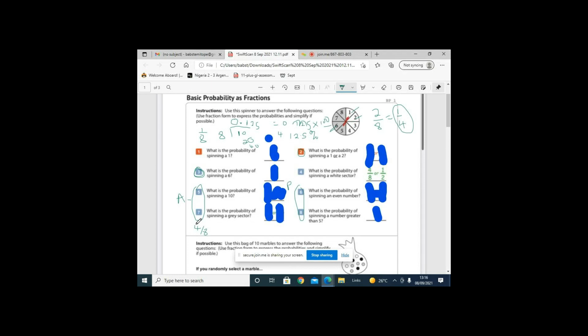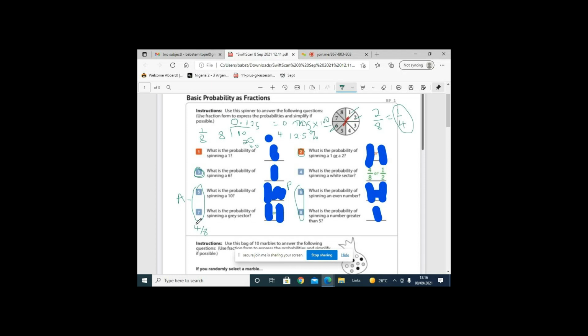Then into percentage, 50%. Another way, with the 0.5, we can also times it by 100. So 0.5 times 100 is going to be 50%. Yes, 50%.